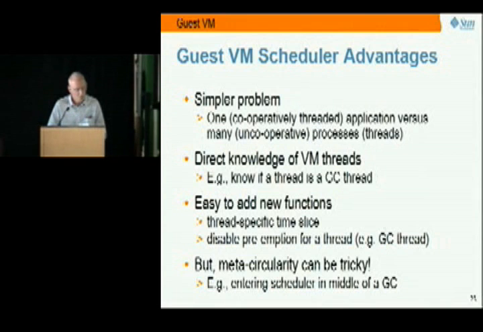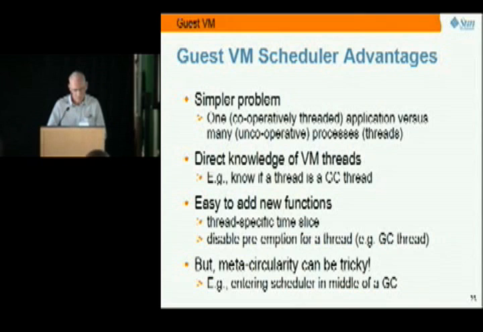We also know which threads are which. So we know something's a GC thread. It probably isn't worth preempting a GC thread in certain circumstances. If it's doing something it really needs to complete, like a stop-the-world GC, there's no point in preempting that thread. You just want to run it till it's complete, because everyone's blocked until the GC is done anyway. It's nice and easy to add new functions, like changing the time slice, making it a thread-specific time slice. That's trivial, straightforward in this world.